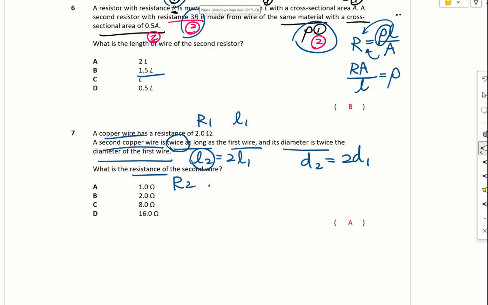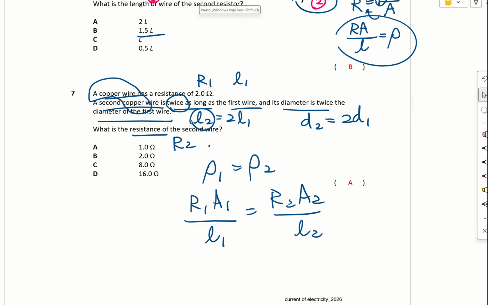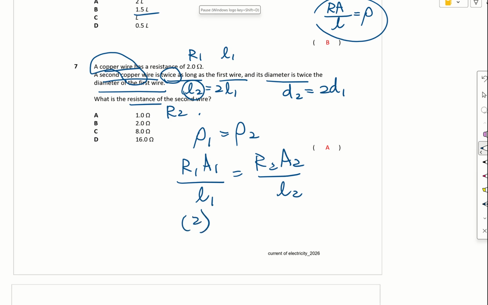Okay, and again, both are copper, therefore their resistivity 1 is equal to resistivity 2. Same thing, RA over L equals resistivity, so I have R1 A1 over L1 equals R2 A2 over L2. Okay, so R1 has a value of 2. How about A1? What's the formula for area? Cross-sectional area is pi (D over 2) squared, right? Or the more familiar one is pi R squared. But you know that D over 2 is equal to your R.